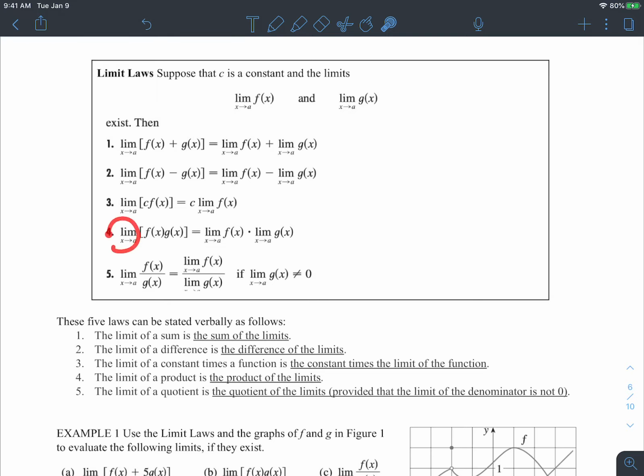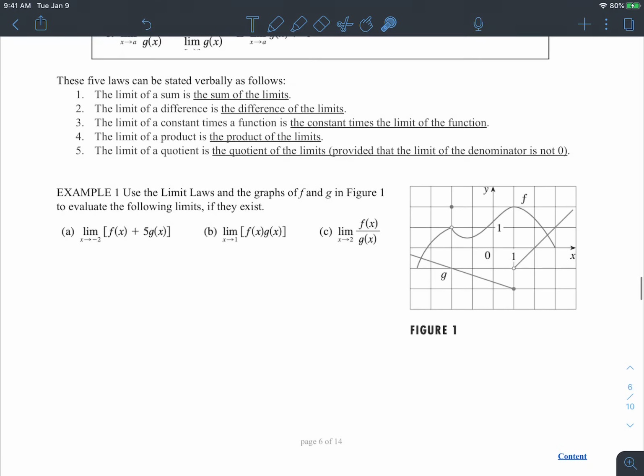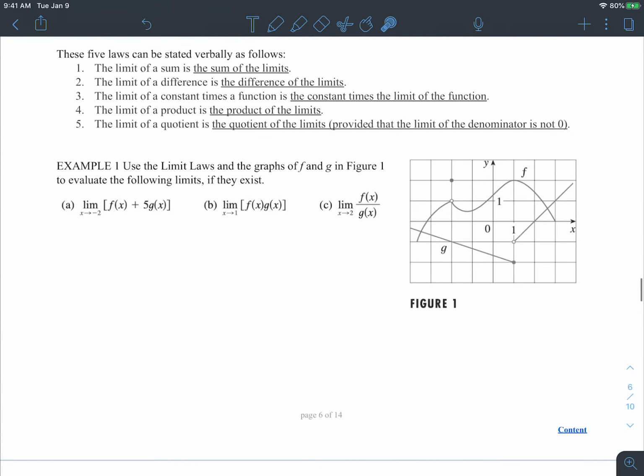In this case, the limit of the product of the functions is the product of the two different limits. And the same thing goes with the quotient, or division, except the denominator cannot be 0. Sorry, that got cut off. X approaches a. So these are how you would say it verbally. Okay, let's try some here.